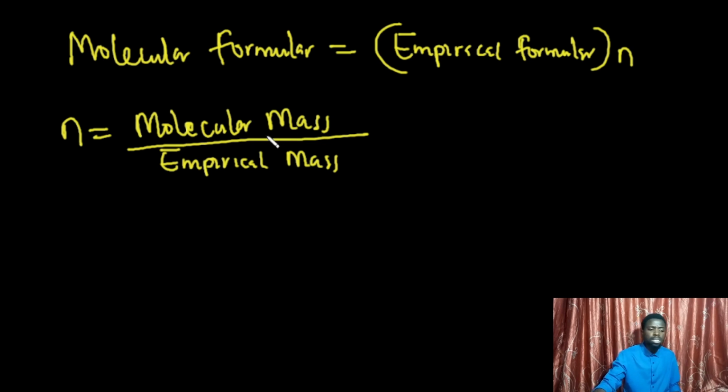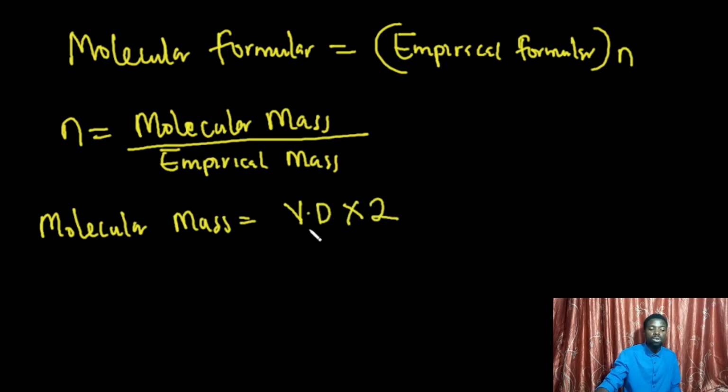Okay, so in some cases the molecular mass might not be given. So what do you do about that? Some cases you might be given the vapor density. So how do you find the molecular mass when you are given vapor density? Molecular mass would be equals vapor density multiplied by 2. So anytime you look at a question and you are given the vapor density, molecular mass is equals vapor density times 2.